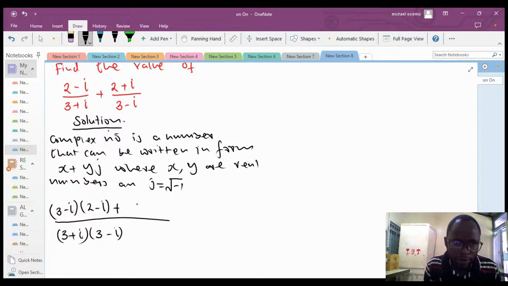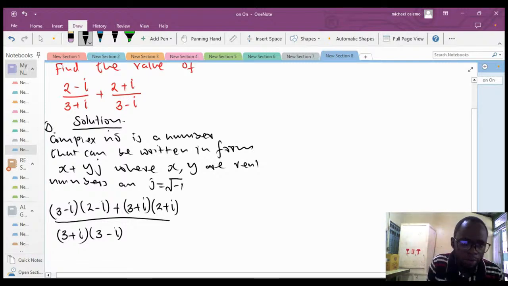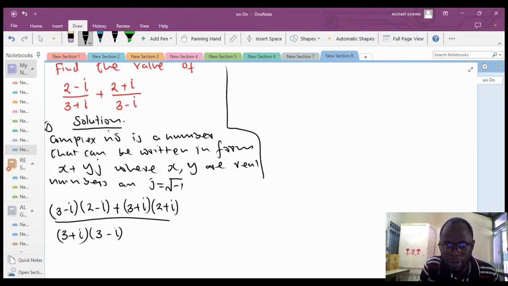I'm going to have (3 plus i) and I multiply by (2 plus i). Now, there are two ways that you can do this question. I shall do the first method, and then I shall also perform the second method. That is maybe quite simple. Maybe we should check whether it will be simple for everyone.